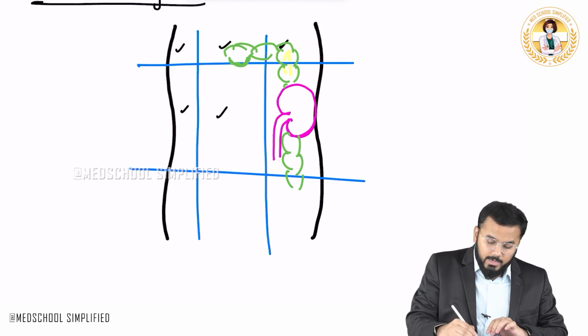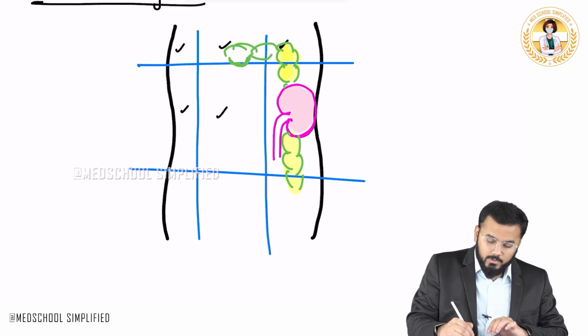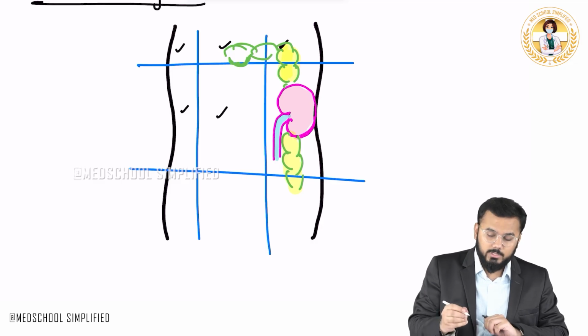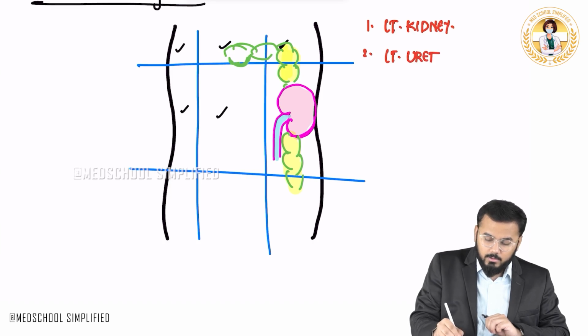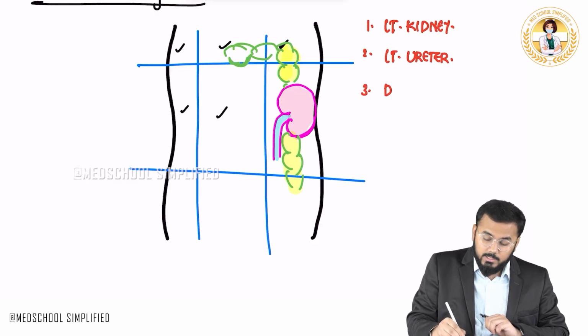So let me highlight the structures. These are the structures over here. You see, one is the descending colon over here, the other one over here is your kidney, and the next one over here is your ureter. So these are the three important structures that are located over here. What are these three important structures? The first important structure is the left kidney. The second important structure over here is your left ureter. The third important structure over here is your descending colon.